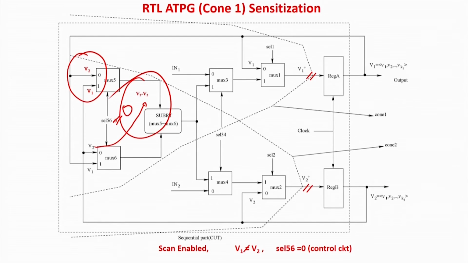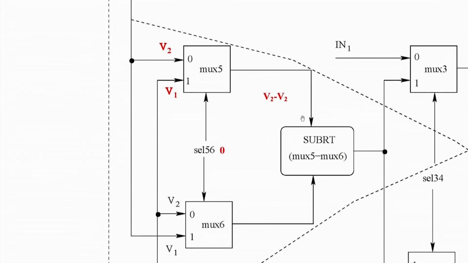So now I have set select 5 6 from the control circuit, again using scan. It is 0, and I am going to get the answer V2 minus V2 over here. You could also have made 5 6 equal to 1, then it would be V1 minus V2. Anyway, for the example I have taken this. So scan is enabled. Let us rub it and make it clear. Scan is enabled. I am making V1 and V2 two different numbers of my choice, but not equal. This is 0. The job is done. I am getting V2 minus V2. So the fault is sensitized.